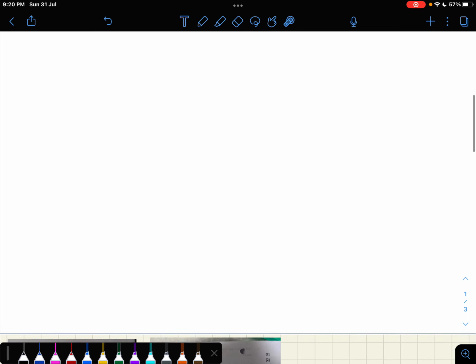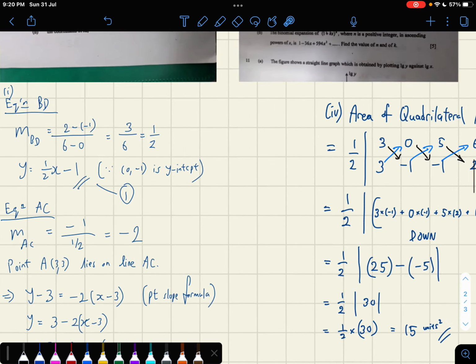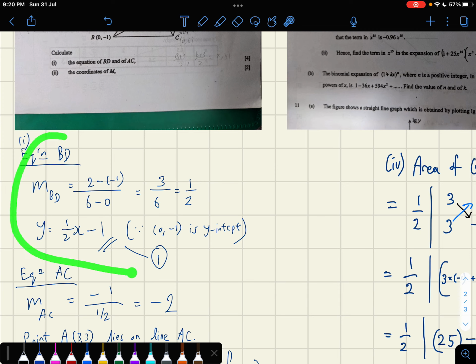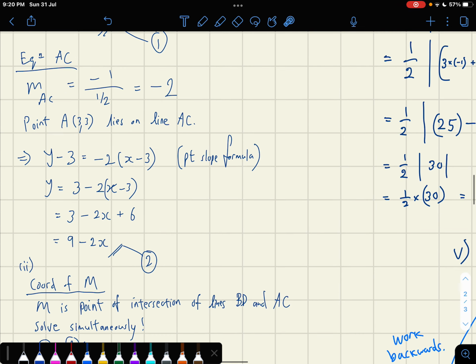Okay, so that's what I did over here. In part 1, equation of BD, just find the gradient, you get a half. Then I just get half x minus 1 because the y-intercept is -1. Then for AC, same thing. Just need to find the gradient of this perpendicular line, negative reciprocal of the half. You get -2. Then you have a point A (3, 3) which also lies on the line AC. So you just need to sub into the point slope formula.